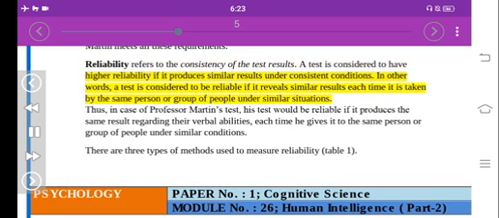In other words, a test is considered to be reliable if it reveals similar results each time it is taken by the same person or group of people under similar situations. Thus, in case of Professor Martin's test, his test would be reliable if it produces the same result regarding their verbal abilities, each time he gives it to the same person or group of people under similar conditions. There are 3 types of methods used to measure reliability.